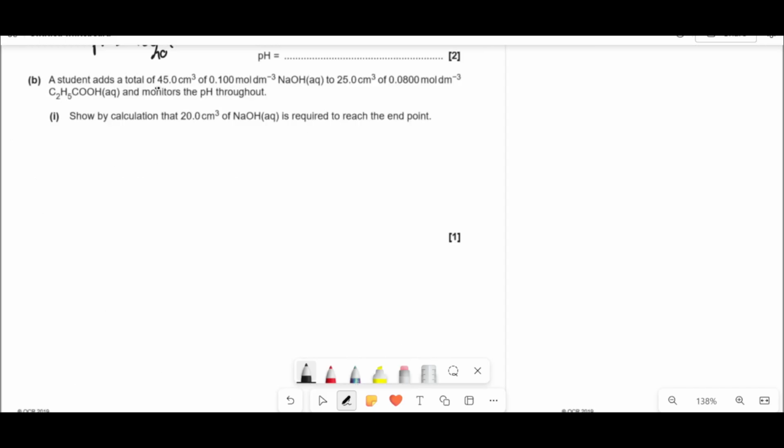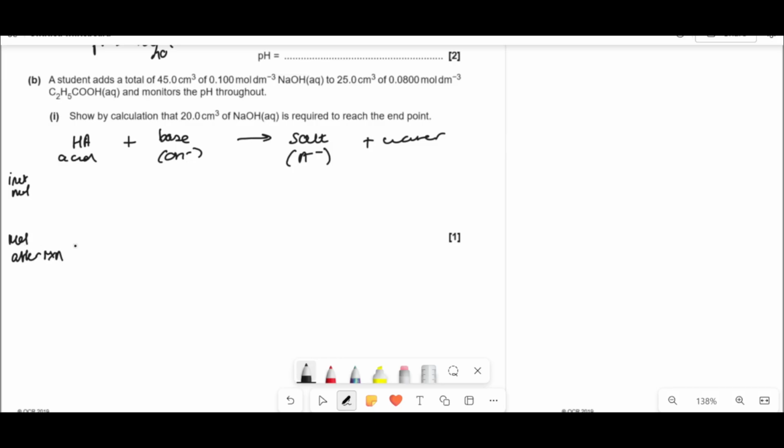So a student adds a total of this much NaOH to this much and monitors the pH throughout. Show by calculation that this much is required to reach the endpoint. So the endpoint is when all of the acid has been neutralized. What you must always do is write a quick equation, a very quick sketch of what is going on. So an acid plus a base makes a salt plus water. You're going to work out the initial moles and the moles after reaction.